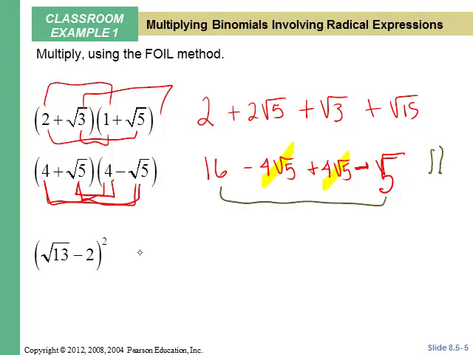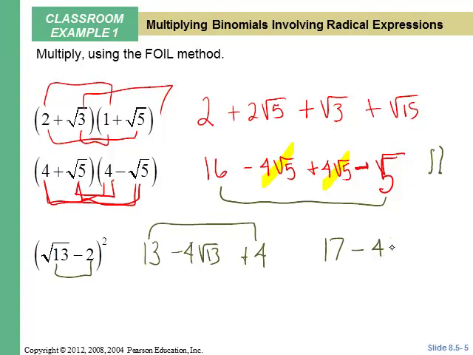Okay, this would be firsts is the square root of 13 times the square root of 13, which is 13. Last is 2 times 2 is 4, plus 4, right? And then twice this times this, which is 4 root of 13. 13 plus 4 is 17 minus 4 root 13.